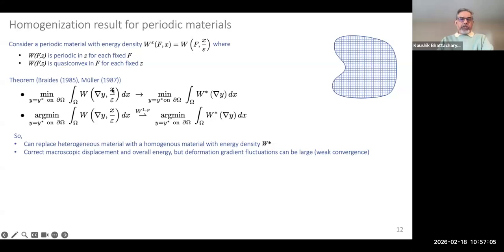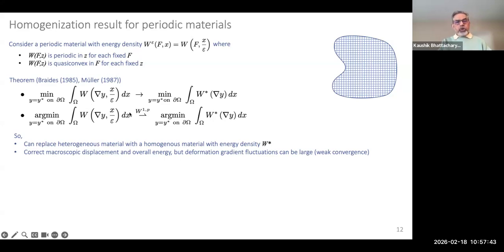Now the material may depend on X, and I'm only going to do periodic materials now. So typically you would specify the problem in this way. If I want to solve this problem, I would take this total energy and minimize it subject to some boundary condition, right? So that's how we would typically pose a problem in hyperelasticity. You could write down the equilibrium equation, but that may have multiple solutions and may not have solutions too.